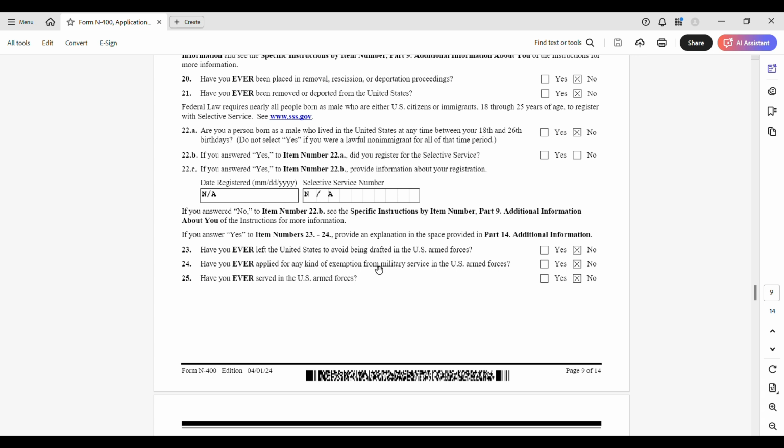Have you ever left the United States to avoid being drafted in the U.S. Armed Forces? Applicant in this case is no. 24, have you ever applied for any kind of exemption from military service in the U.S. Armed Forces? No for this applicant. Have you ever served in the U.S. Armed Forces? No for this applicant.